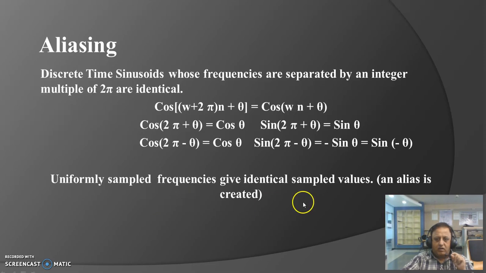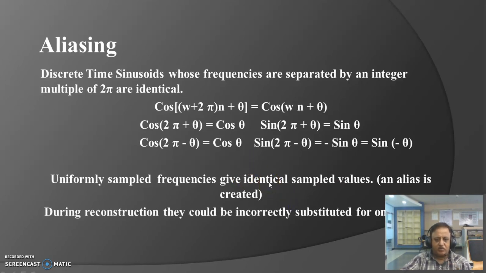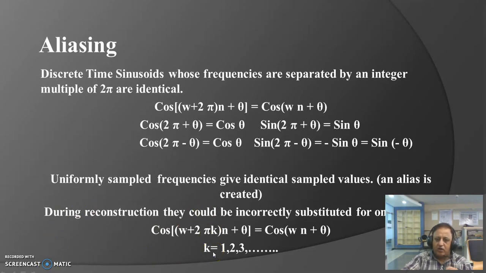And why should this aliasing be a problem? Because you get identical samples every interval of 2 pi. They are called aliasing because it's the same signal coming again and again. But why should they be avoided? For the simple reason that during reconstruction, they could be incorrectly substituted for one another. And when we go back to the continuous time signal, that would give us a wrong interpretation. So therefore, for k equals 1, 2 and all integer values, periodicity occurs. Because of the periodicity, there is aliasing, which should be avoided.